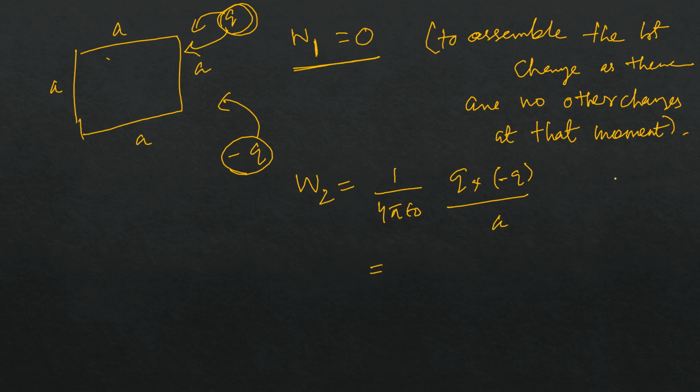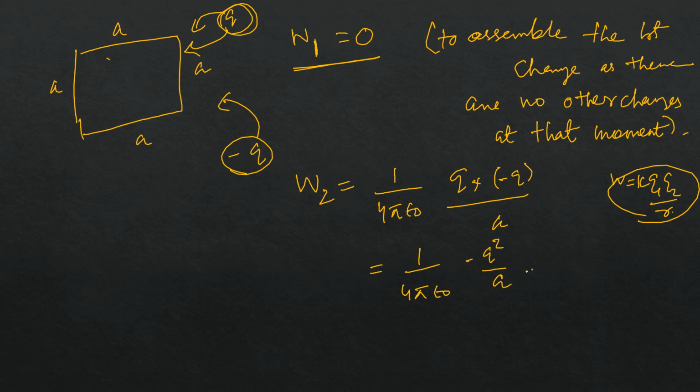This is the formula: W is K Q1 Q2 by distance. Don't confuse between these formulas. So 1 by 4 pi epsilon naught, minus Q square by a. All right, now W3. I'm bringing another charge now.